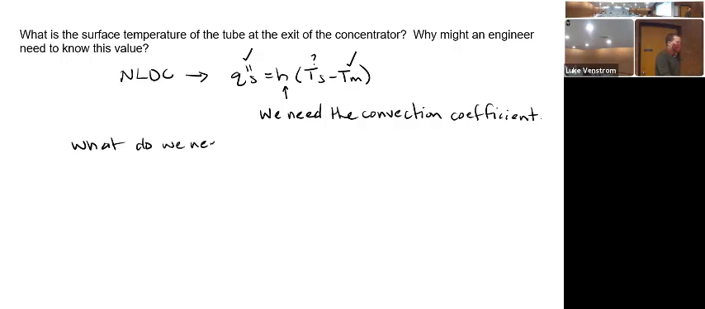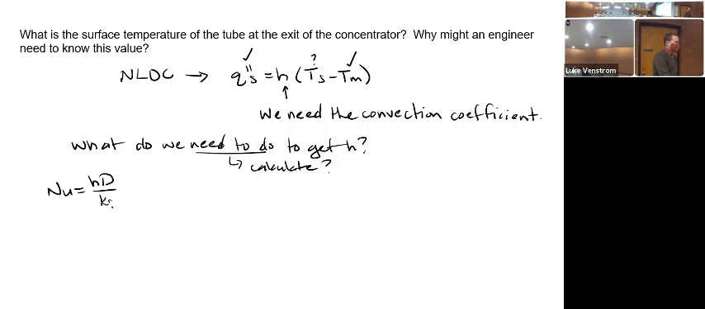What do we need to do to get h? What we need to do might include things that we have to calculate or look up. Or what does h depend on, I guess. Okay, so I heard the Nusselt number. So another way we could state what do we need to get h, because the Nusselt number is equal to h times the diameter in this case over the thermal conductivity, another way I could state this question is, what do we need to get the Nusselt number? Because if I can get the Nusselt number, then I know I've got h.